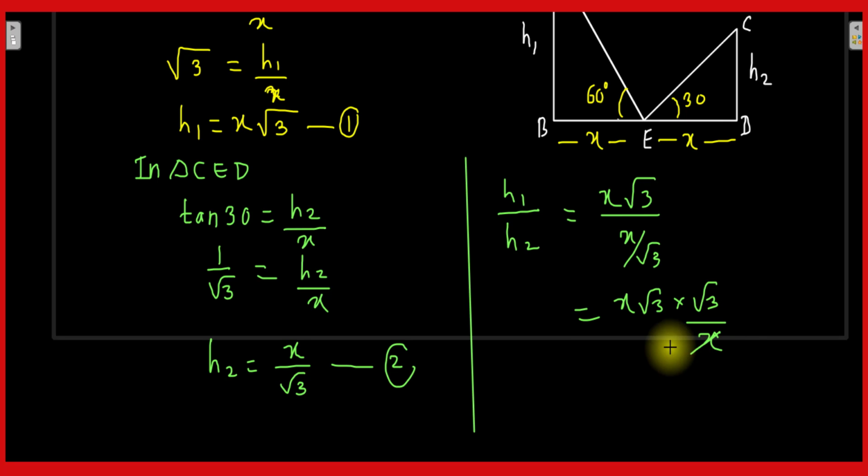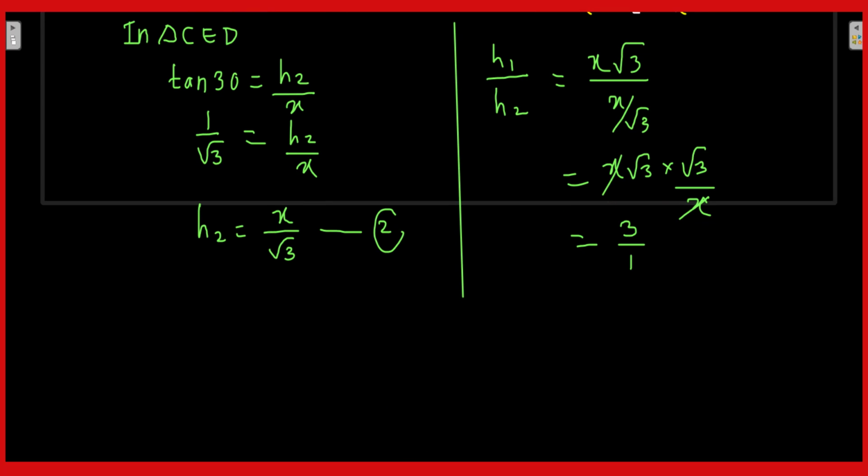So here this x and x will get cancelled and it will be root 3 into root 3, that will be 3. So h1 upon h2 is equal to 3 upon 1, and therefore the required ratio is 3:1, and therefore you will write the answer h1 is to h2 is equal to 3:1.